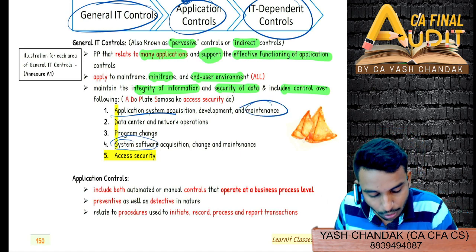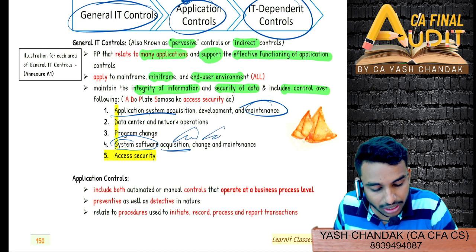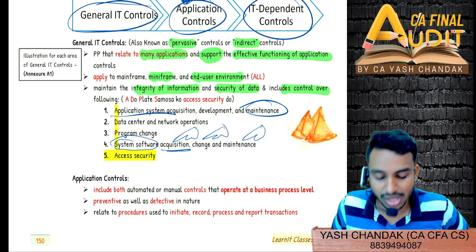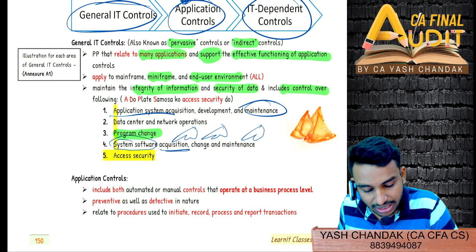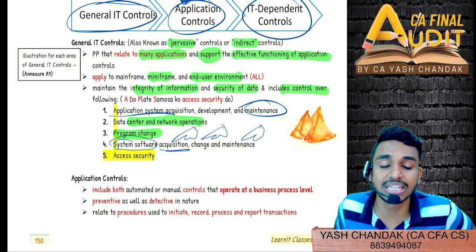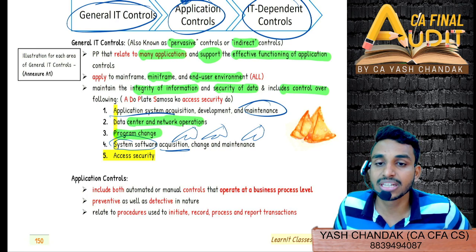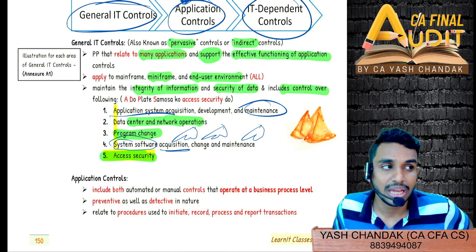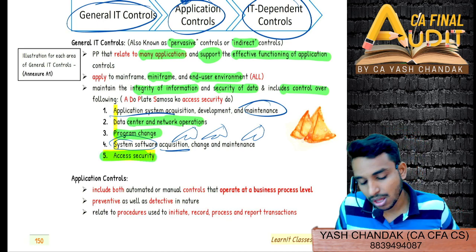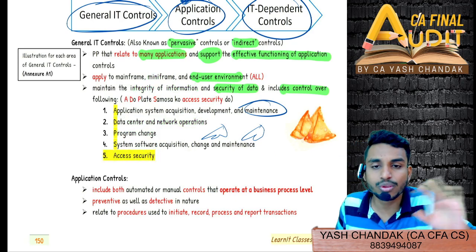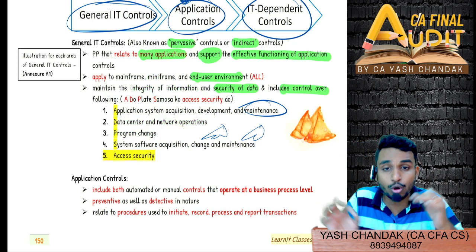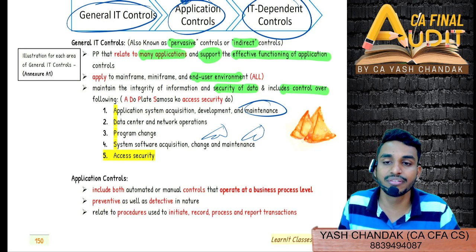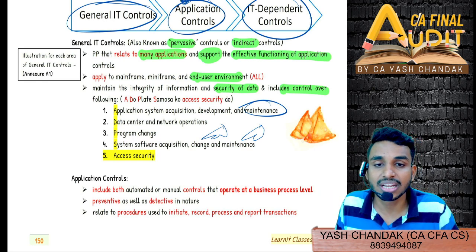Similarly, the same goes with system software, any software that you acquire, how do you maintain it exactly, and changes in system software. Similarly, is there any change in programs, is there any data center or network operation that needs to be taken care of, like servers? Network operations. And lastly, access security, internal controls. So these are all my general IT controls which apply to all applications and support all applications. So they apply to mainframe, miniframe, end user environment, everyone, everywhere.